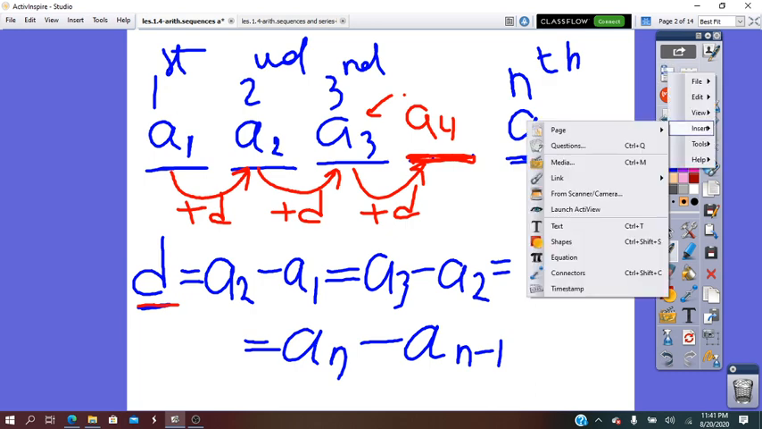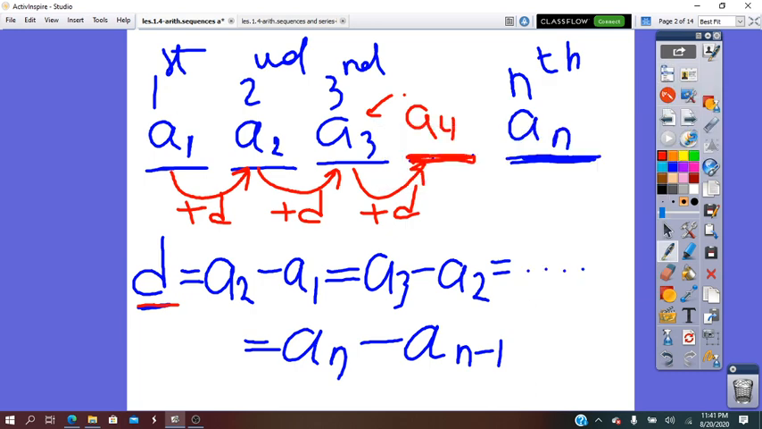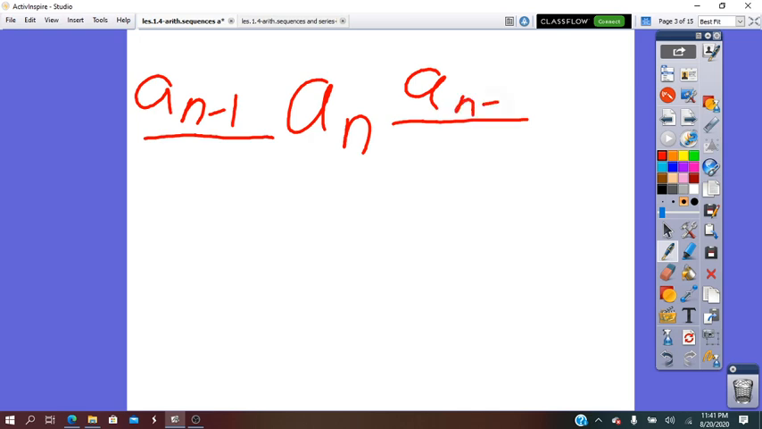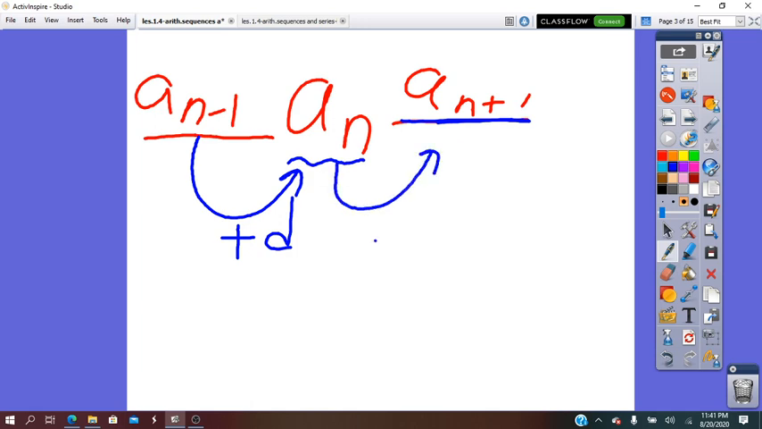We can write this for the nth term in the sequence. The nth term is AN, the term before it is A, N minus 1, and the term after it is A, N plus 1. If we know the common difference, to find AN, we do the term before it plus the common difference. If I know AN, to find the next term missing in the sequence, I do plus the common difference, and so on.